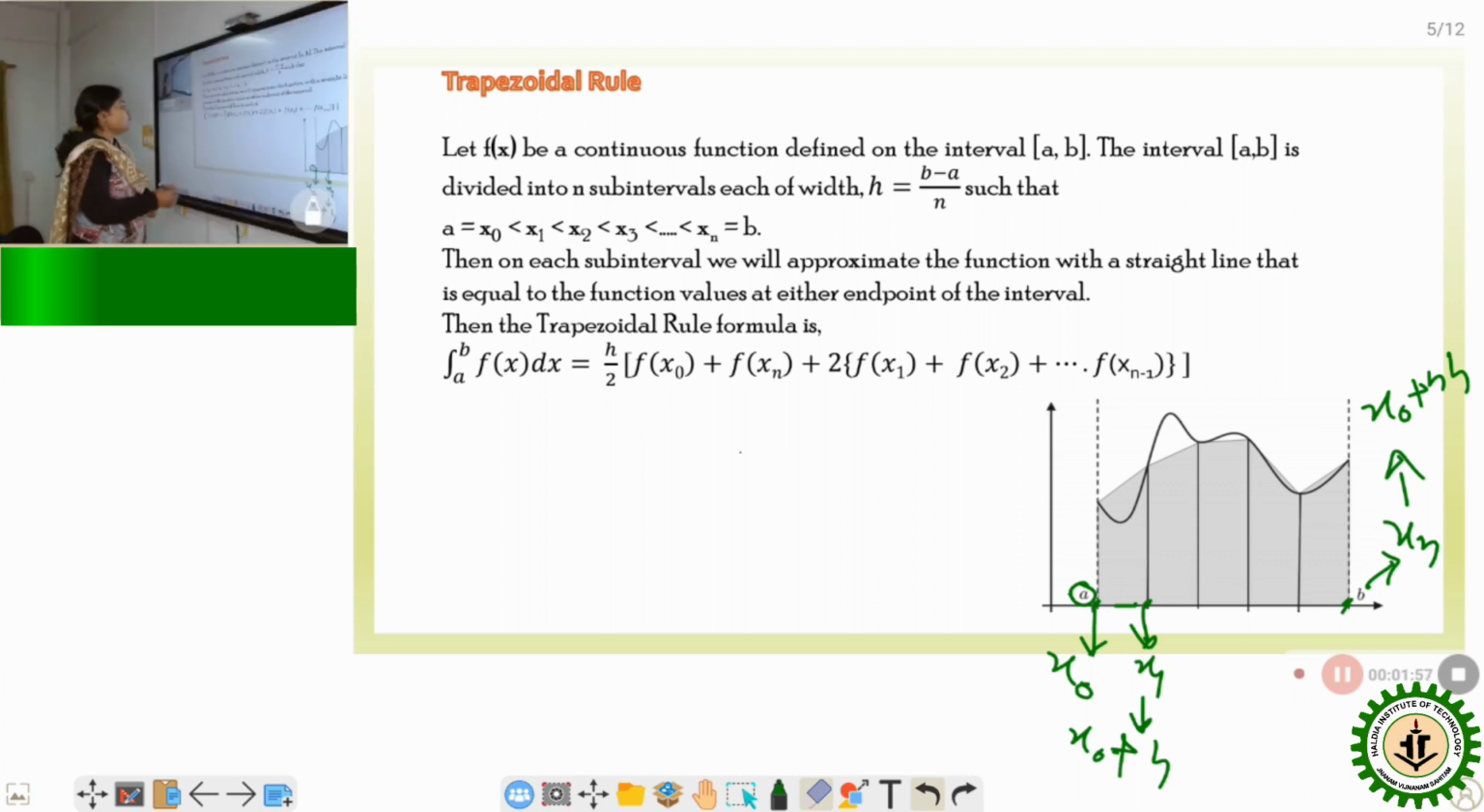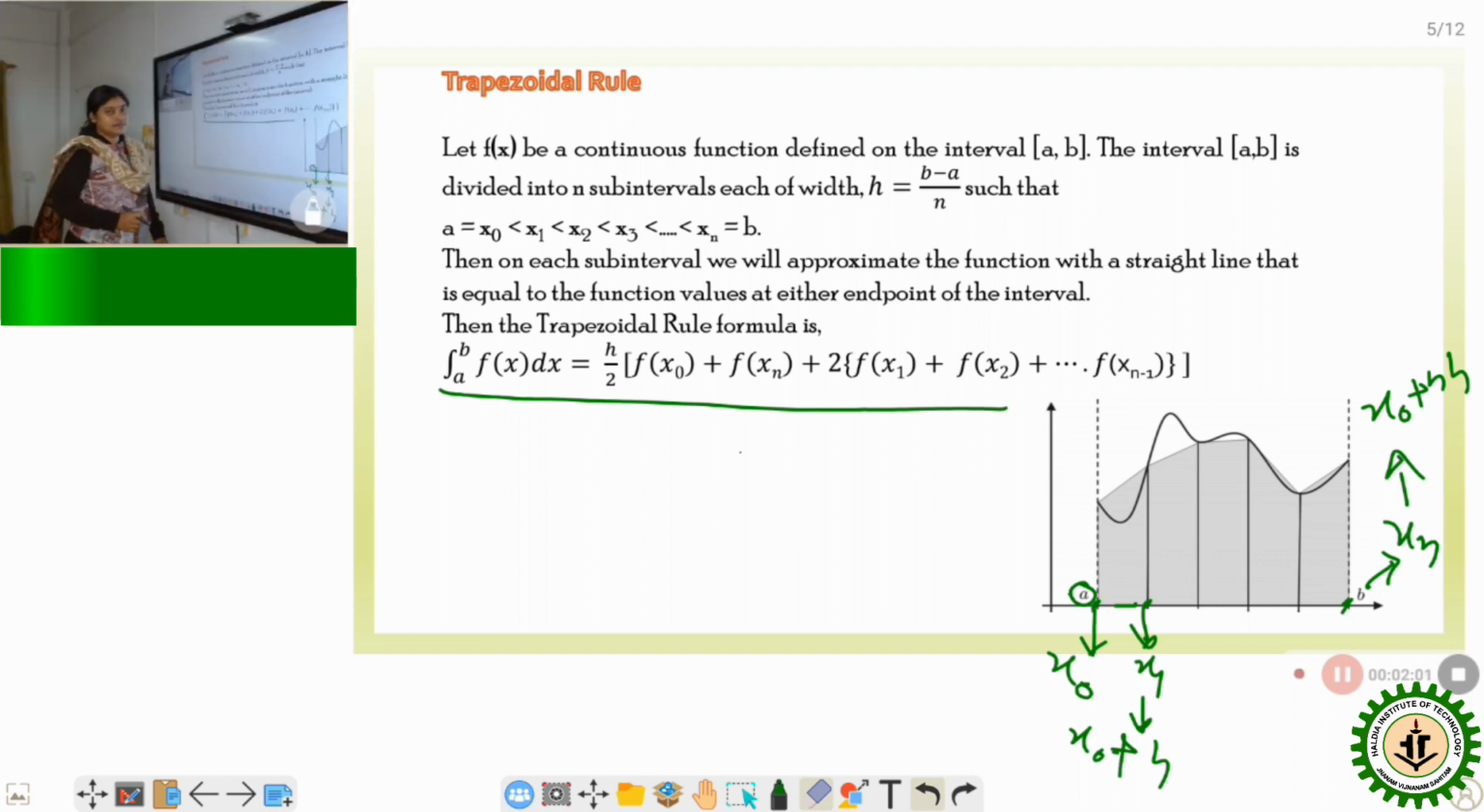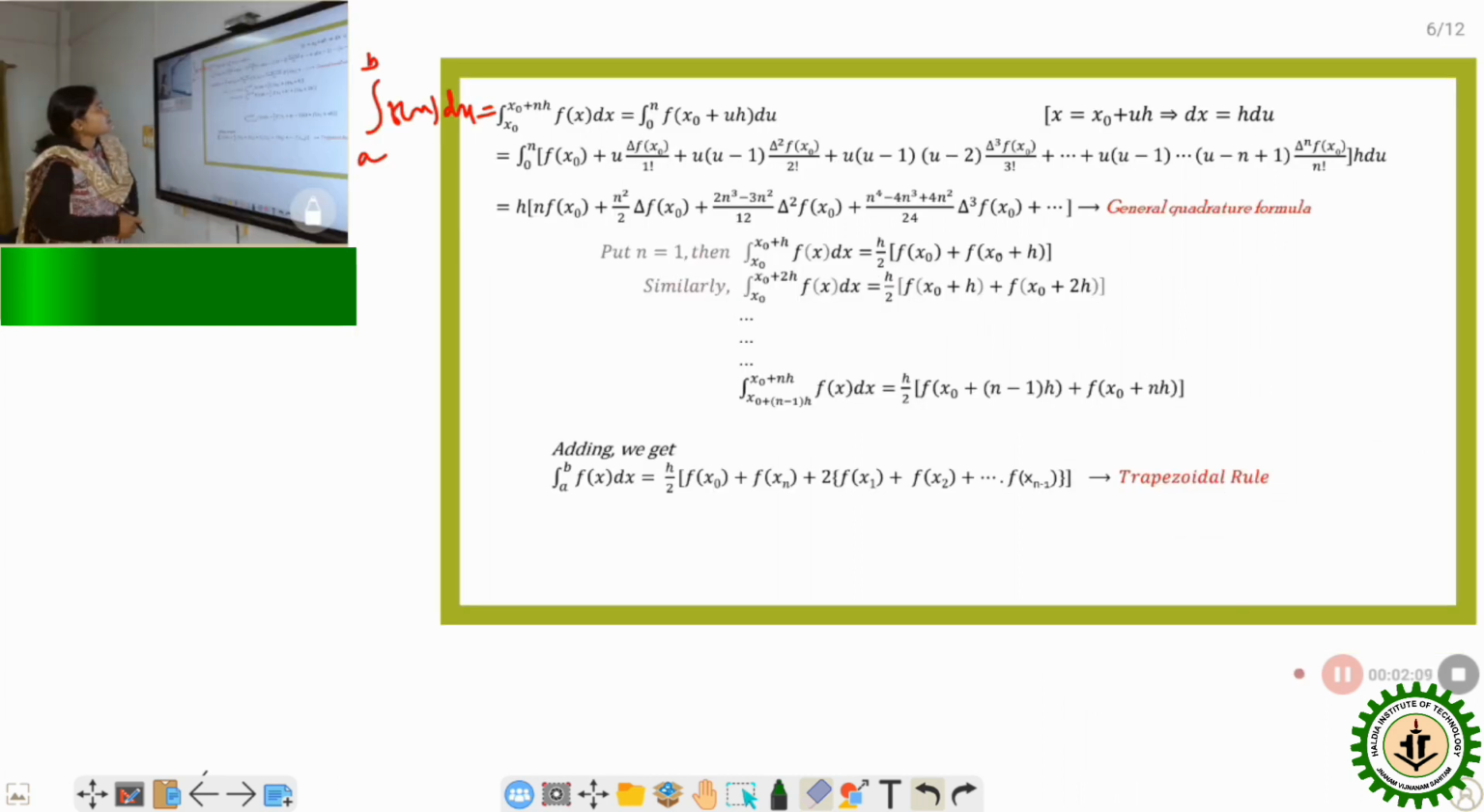Then we will get the trapezoidal rule, the formula as this. Now the question is how we have got this formula. In the next slide we will talk about that. So here see, we are having integration a to b f(x) dx. Now what is your a? A is nothing but your x naught, as we discussed in the last slide, the initial value of x, and b is x naught plus nh.